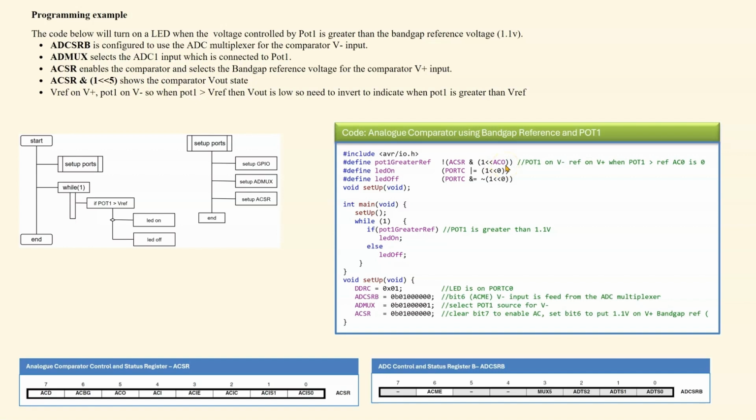AC0 bit 5 register. Now note, this could be replaced with 5, but Microchip Studio actually defines AC0 as 5. So you can use either AC0 here or 5 for this bit testing. And I have inverted it because the VREF is on the V plus, the pot is on V minus, so when the pot is greater than VREF, the output will be low. So I just invert it for my logic.